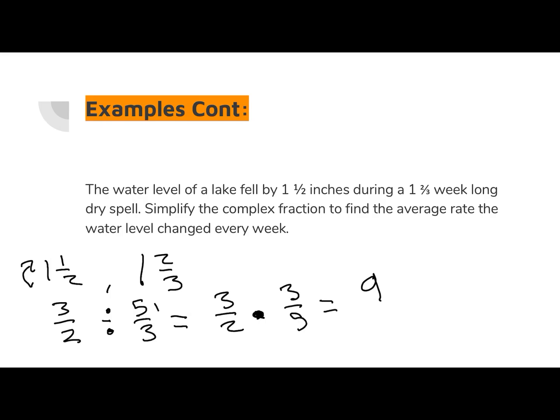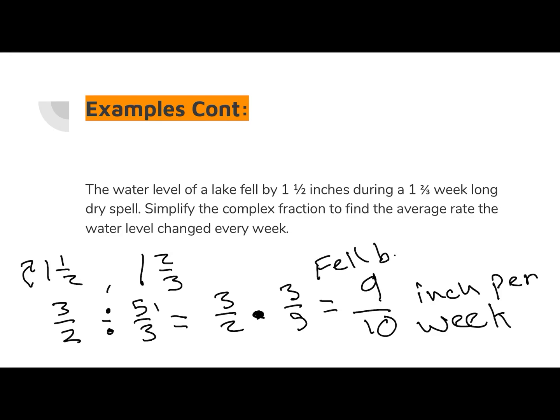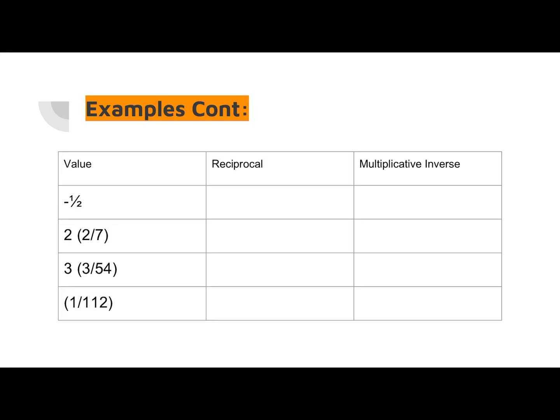All right, so what does this equal? Well, 3 times 3 is 9, and 2 times 5 is 10. So the water level fell by 9/10 of an inch per week. That'll be the answer to ours there.